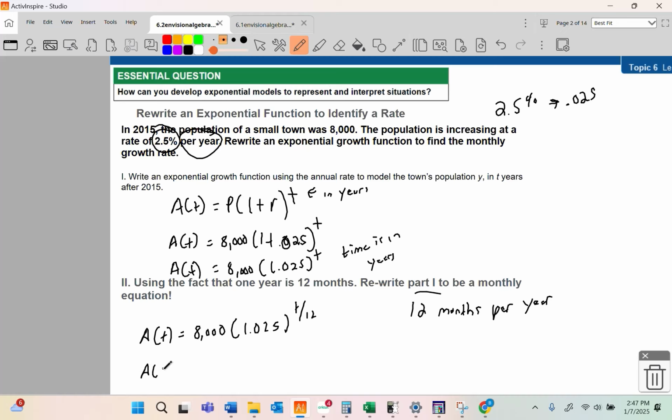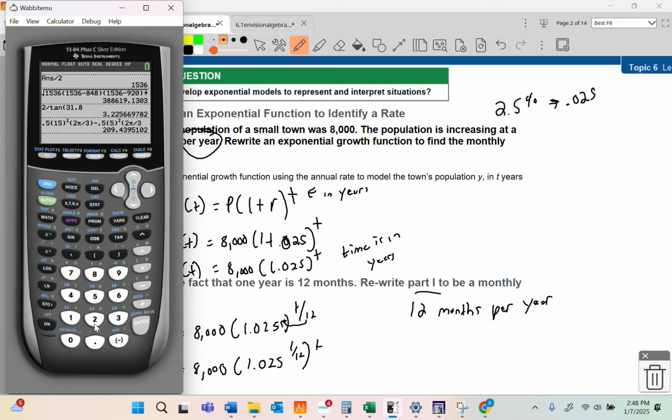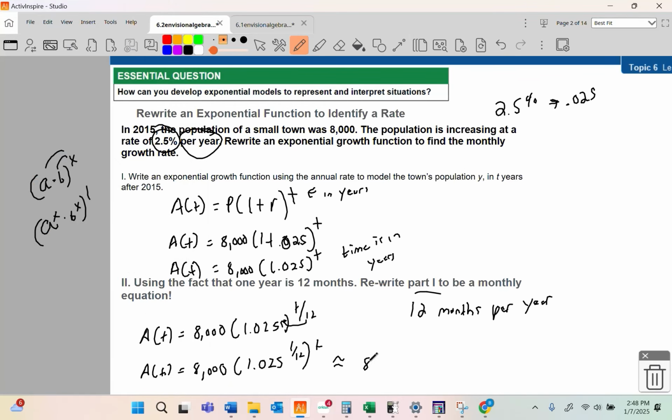Now, let's do a quick rewrite here. Let's go to our calculator. You can type this in decimals too. I don't need the 8,000, sorry. I need to know what 1.025 to the 1/12th power is. Now it's about monthly. It's 1.0021. So this is about 8,000 times 1.0021 to the t. And now the time is in months.